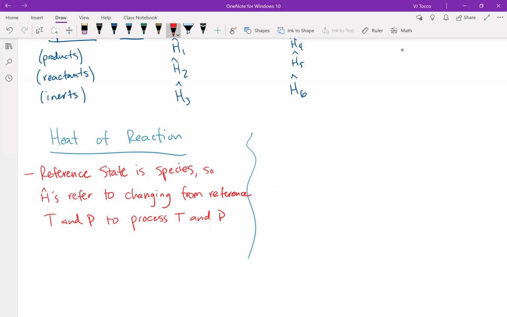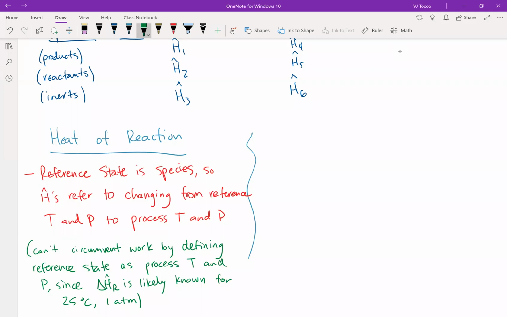And furthermore, I might have multiple process temperatures and pressures in my process. While my product stream may be at a certain temperature and pressure, it's possible that my reactant stream or my inlet stream may be at a separate temperature and pressure. I can't pick and choose if I have a reactant coming in at one temperature and pressure, and then the unreacted reactant leaves at another temperature and pressure. I'm going to have to do this regardless. So it's best to just keep the reference state at 25 C in 1 atmosphere.